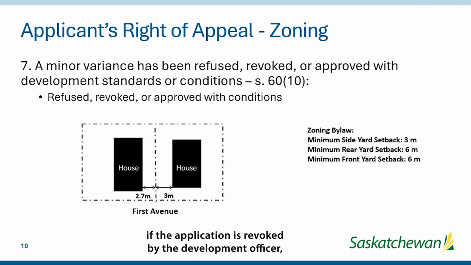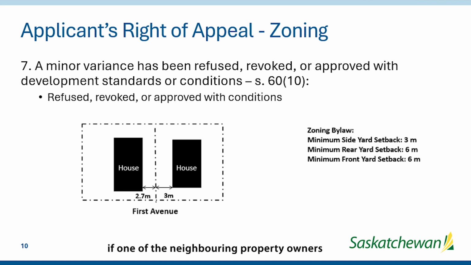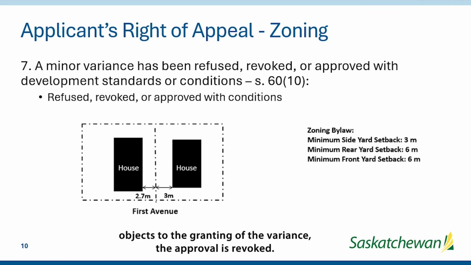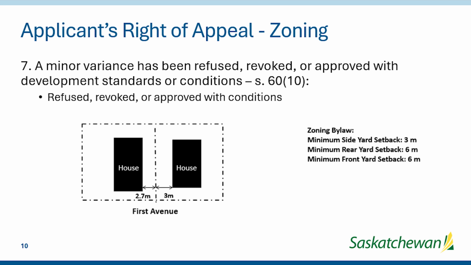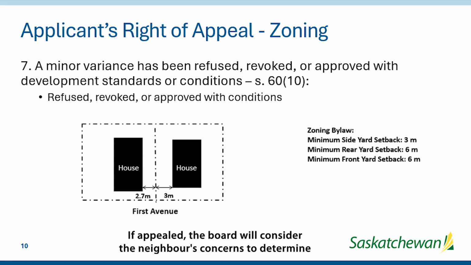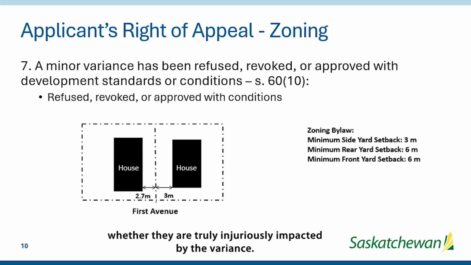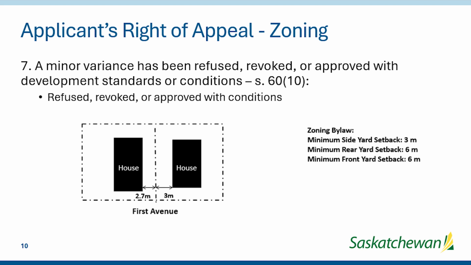2. If the application is revoked by the development officer, the applicant may appeal the revocation to the board. During the required public notice process for granting a minor variance, if one of the neighboring property owners objects to the granting of the variance, the approval is revoked. If appealed, the board will consider the neighbor's concerns to determine whether they are truly injuriously impacted by the variance.